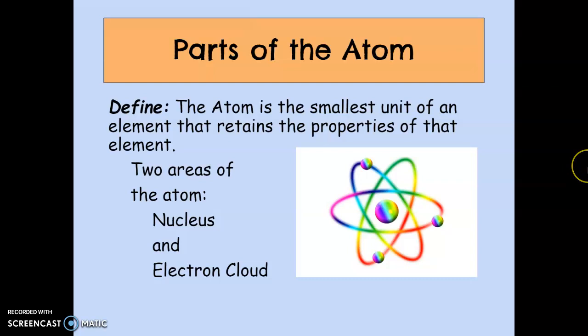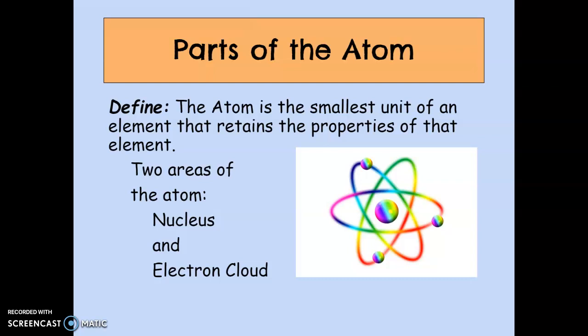So today we are just going to be able to define the parts of the atom, talk about their descriptions, and be able to tell the difference between the three subatomic particles. Before we get started, let's talk about the general breakdown of the atom and what it is. This is the smallest unit of an element that retains the properties of that element. Atoms are microscopic. You cannot see them with a naked eye or even a microscope for that matter.